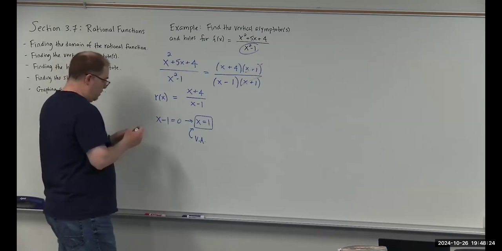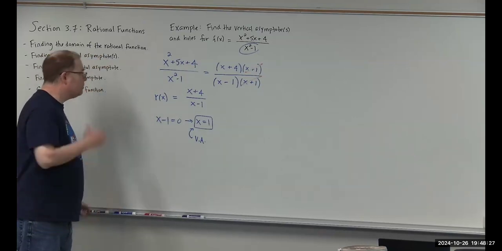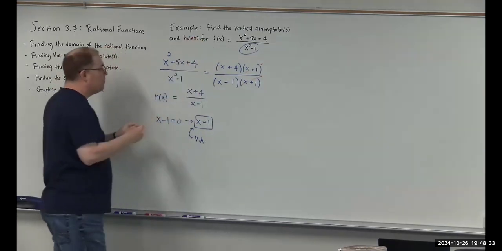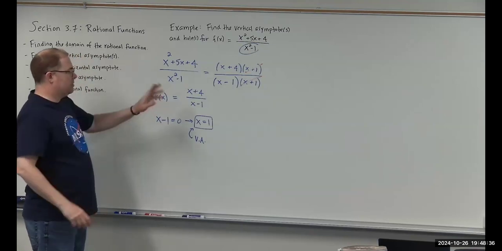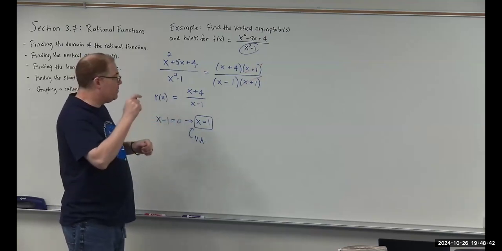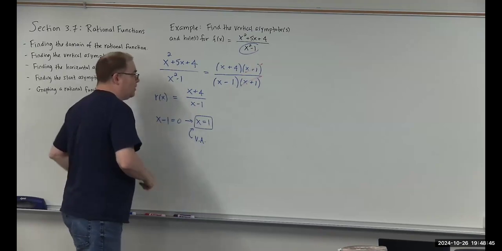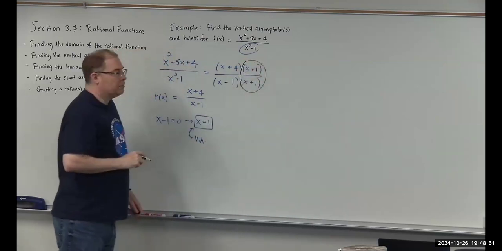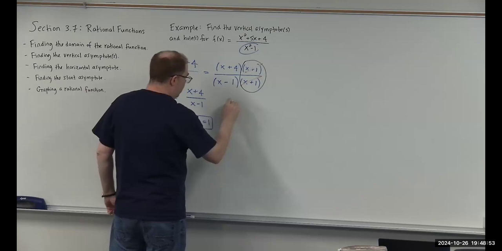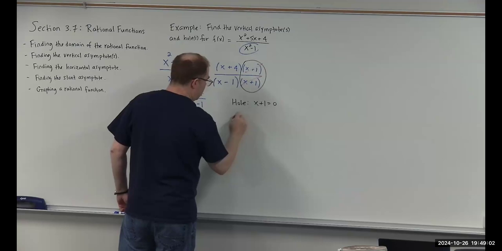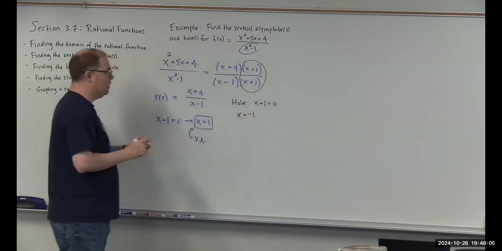So what about the hole? Some functions have more than one hole. In this case, there's only one hole. The way you get the hole is that you look at the factor that was canceled out. So you go back to look at this part right here, and you set that factor equal to 0. So we're going to get x equals negative 1.